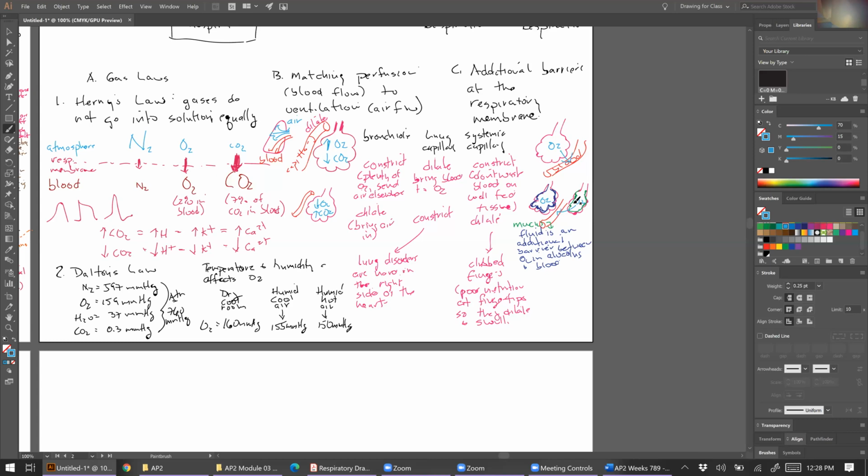So what I'm trying to say is both fluid and mucus make it hard to get that oxygen in there in the first place. But then it's also lining the alveolus. So it's another barrier between oxygen that you finally got into the alveolus, but now you can't get it into the blood.